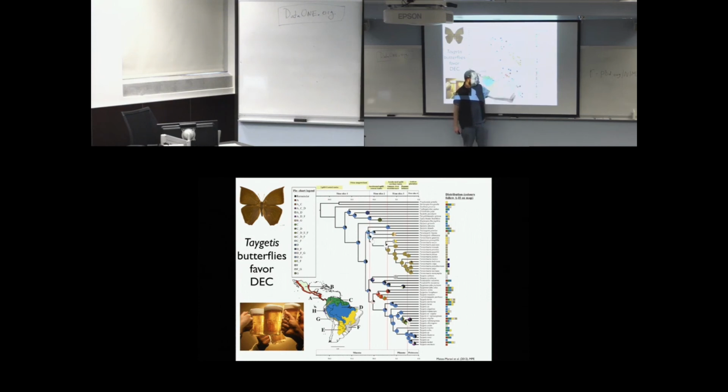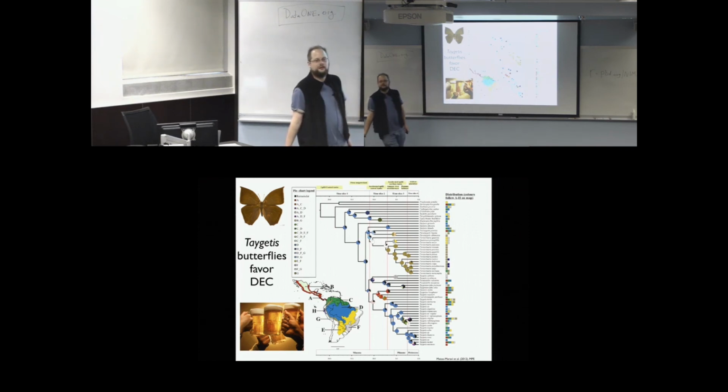So if you run the DEC plus J model on this data set, you get the DEC model back, and you get J equals 0. So I think this is great. It says, hey, our data can tell us which models are the right ones in different situations. So how is dispersal actually modeled?